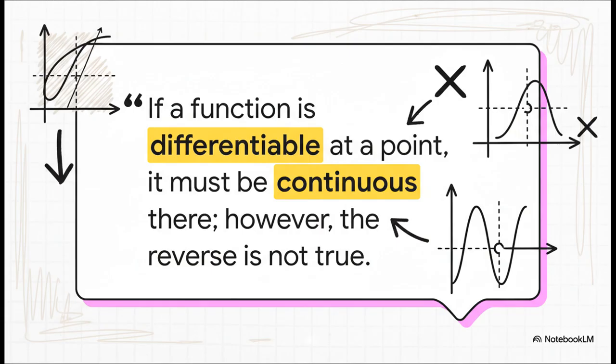If a function is differentiable at a point, then it absolutely must be continuous there. No ifs, ands, or buts. No breaks, no jumps. But, and this is the important part, it doesn't work the other way around. A function can be perfectly continuous with no gaps at all and still not have a derivative at certain spots.